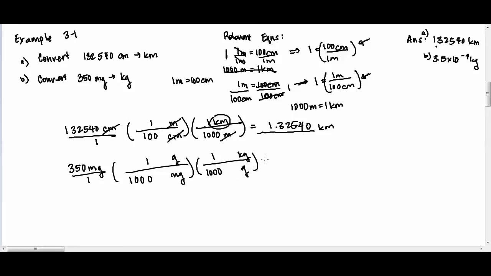So I can look at my units. Milligrams cancel out with milligrams, grams cancel out with grams, and kilograms is what I have left over, so that would be my answer. Now, here's a trick, and I'm not going to use the calculator to do this. Essentially, I need to divide it by 1 million, right? I need to take 350 divided by 1 million. 1 million has 6 zeros in it.